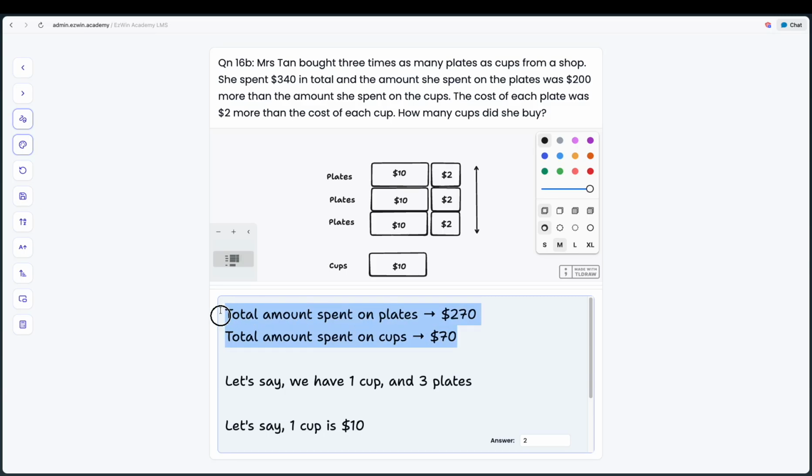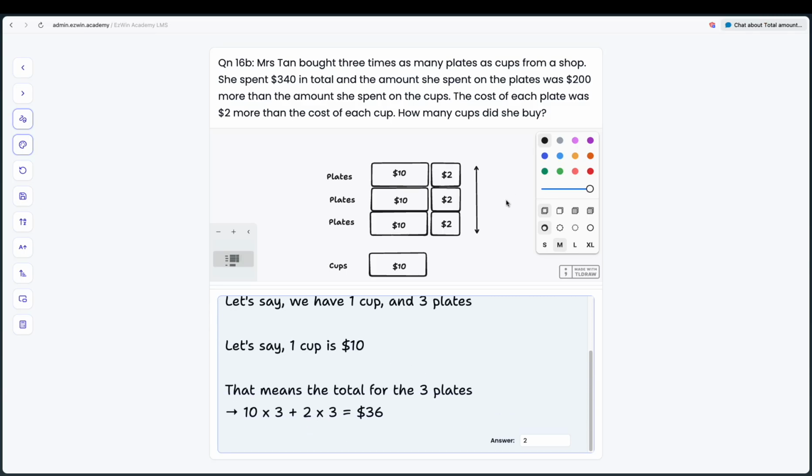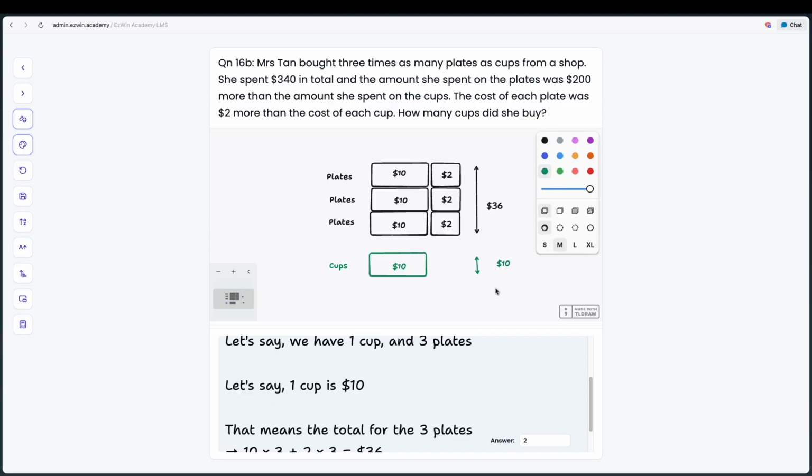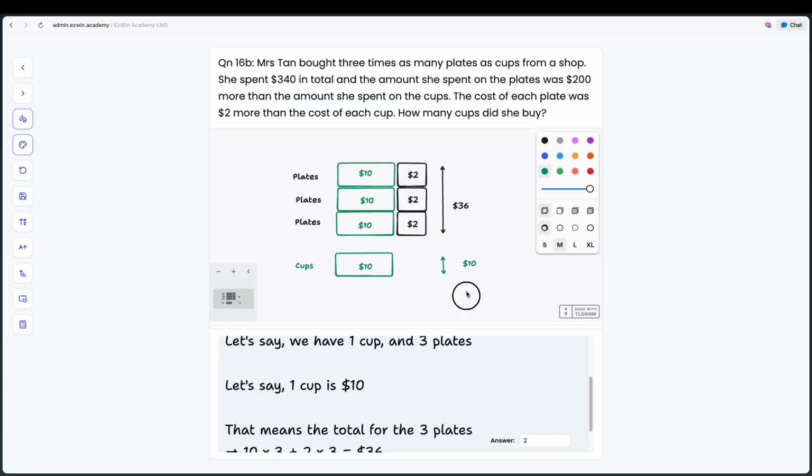Okay, so we already know this too. So I just want to share how this looks like. Okay, so this is $36. And then we have cups, which is just plainly $10, as what you see over here. Let me make this green, and this also green, because same. Okay, so now pretty straightforward.